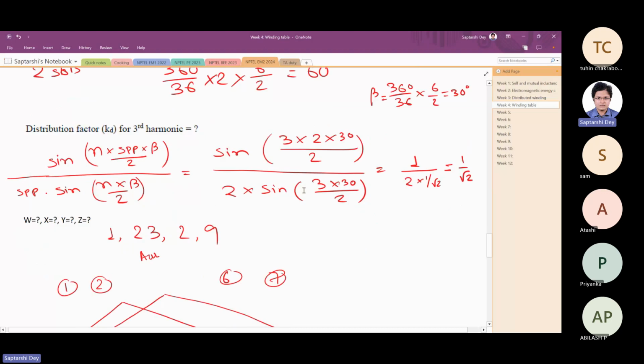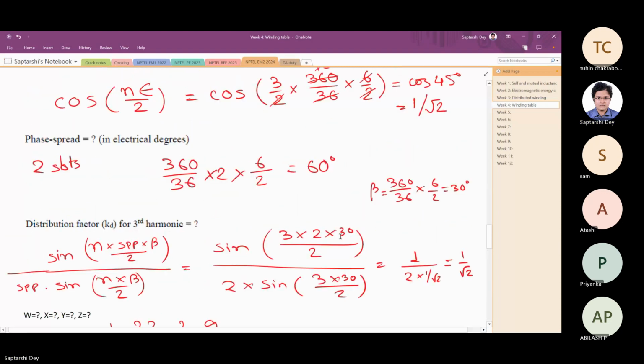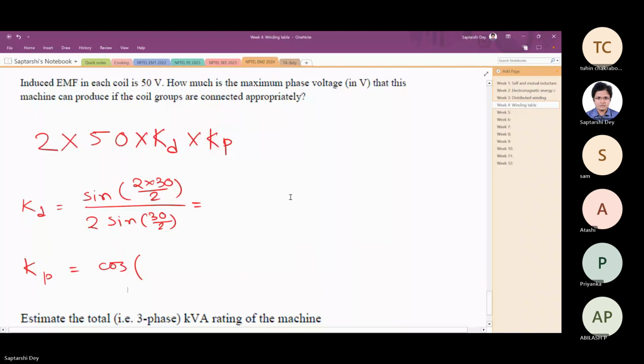So sine 2 into 30 by 2. We did it before for the third harmonic. Now we are doing it for the fundamental. Someone quickly do it and tell the values. How much was sigma? So see, these three will not come, so cos 15 degree. Tell me the values quickly.